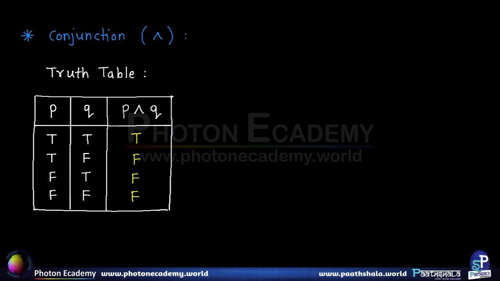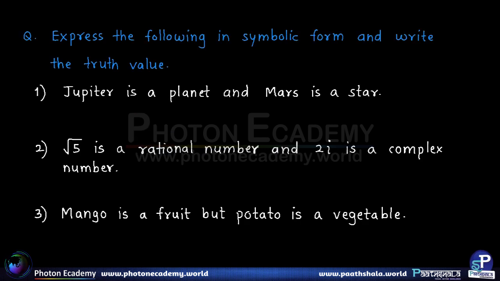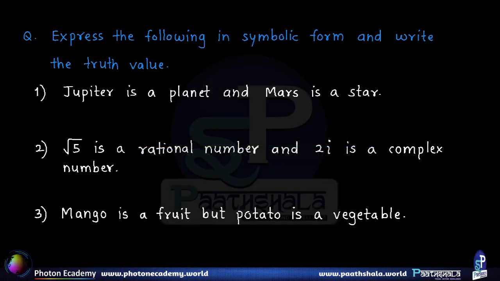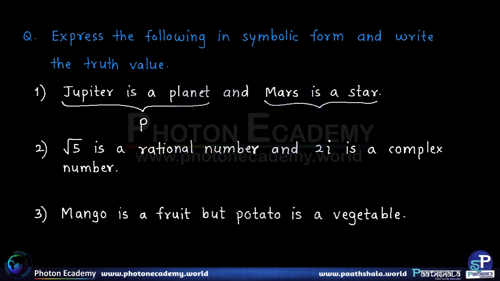Now let us solve one question based on this to practice. Express the following in symbolic form and write the truth value. The first question is, Jupiter is a planet and Mars is a star. Here we have to identify the first simple statement, let us denote that as P, and the second statement, Mars is a star, let us denote that as Q. So here we have P and Q, and since they are joined by the word "and", we have P ∧ Q, so it's a conjunction.